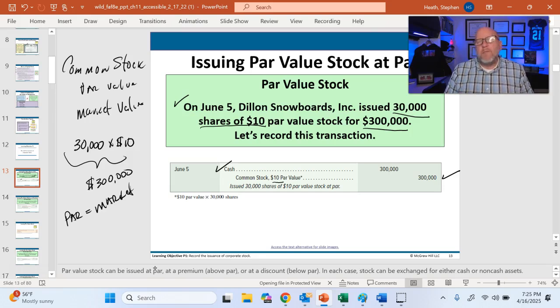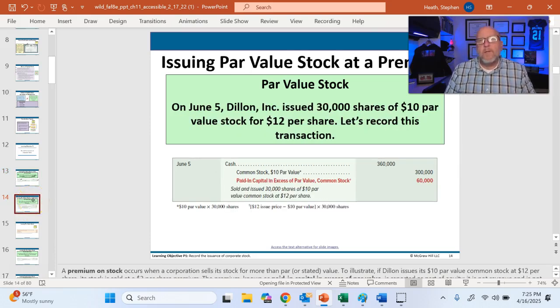But that mostly never happens. We usually happen to sell common stock with a par value for more than par value. We can never sell it for less than par value. Okay, so new example. On June 5th, we are going to issue 30,000 shares of this $10 par value. However, we're going to sell the stock for $12 per share.